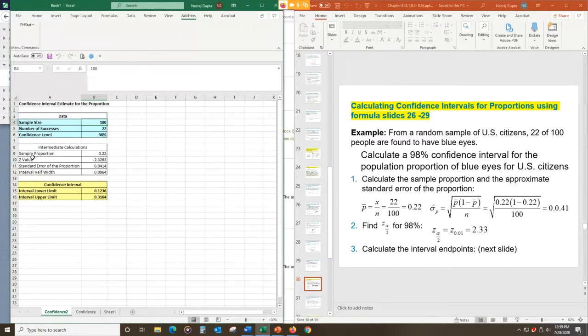So it calculates for you the sample proportion, which is 0.22. So you see here, that's what you needed if you are using the formula or Excel individual functions. You need the standard error, which it also gives you here, 0.0414.